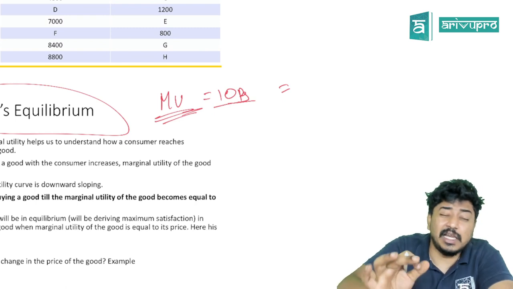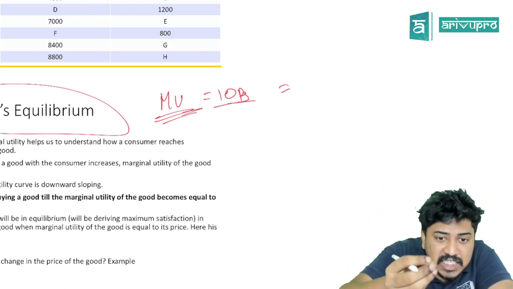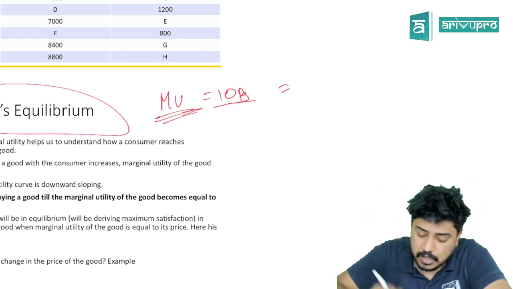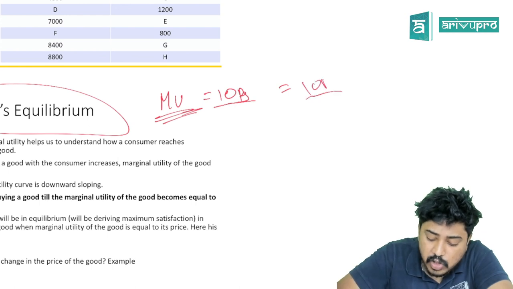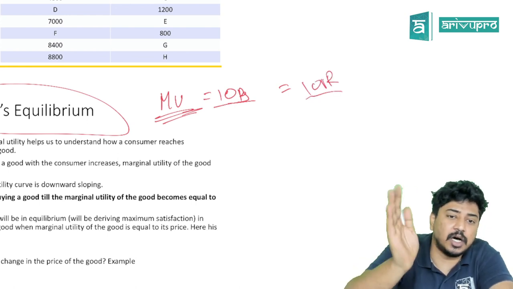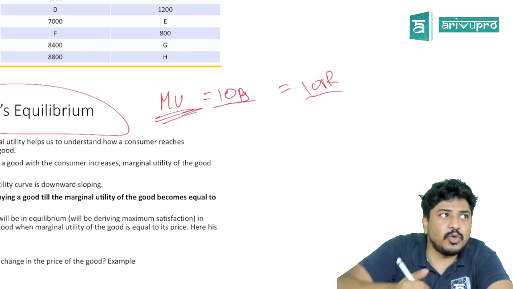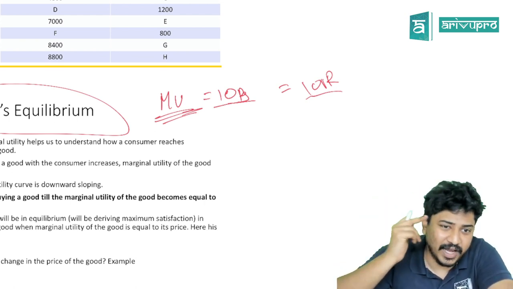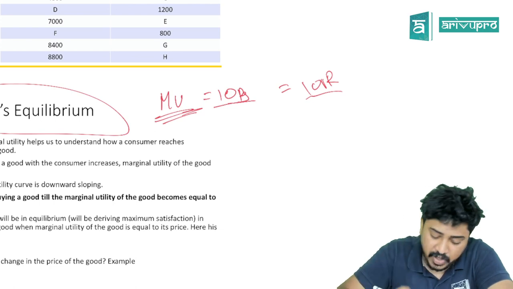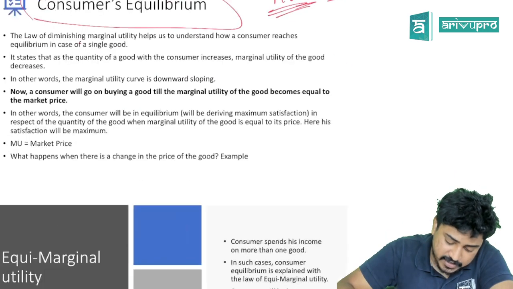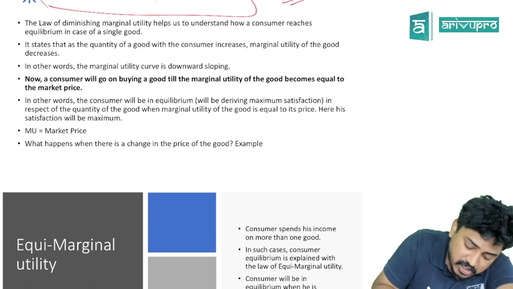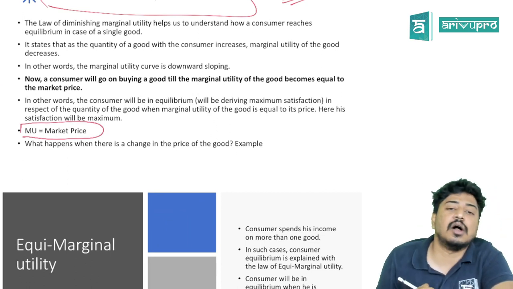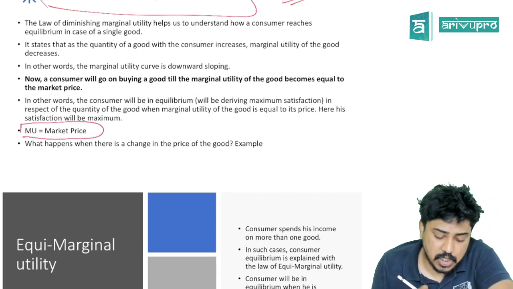Now how much will you be willing to pay for this? Maximum you will be willing to pay is 10 rupees. You will not pay 12 rupees or 11 rupees, because why would you pay 12 rupees and get only 10 rupees of satisfaction? That is not a wise way of spending money, right? So that is why they say you will attain consumer equilibrium when MU is equal to market price.